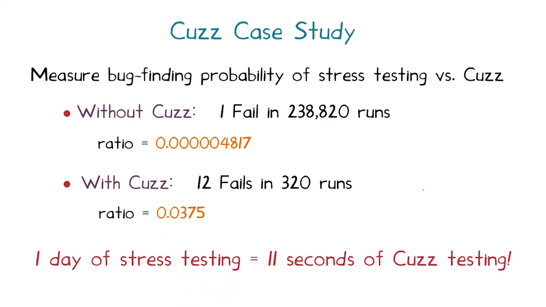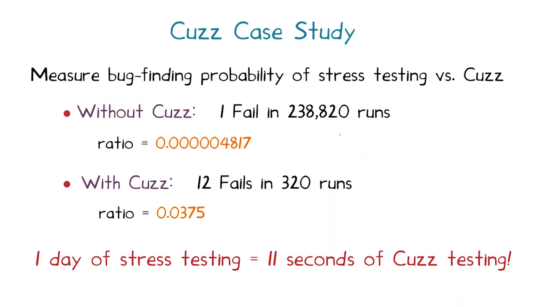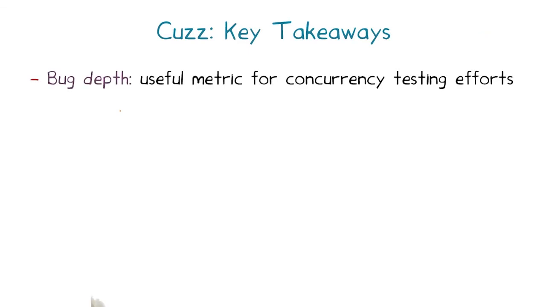It took an entire day to execute the 238,000 runs using stress testing compared to a mere 11 seconds using Cuzz. Let's review the key points you should take away from this section on concurrency testing. Bug depth, which is the number of statement ordering constraints required to trigger a concurrency bug, is a useful metric for concurrency testing efforts. In particular, focusing on bugs with very small depths is likely to be enough to cover most of a program's concurrency bugs.